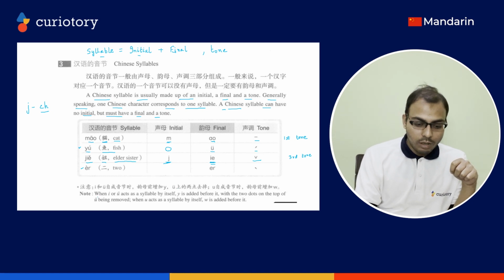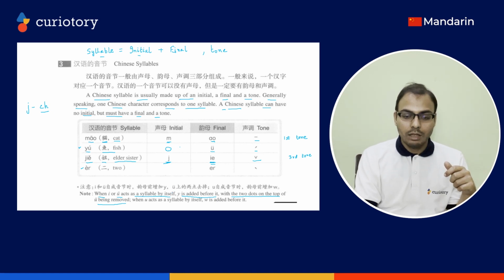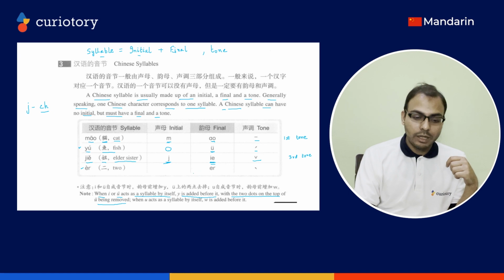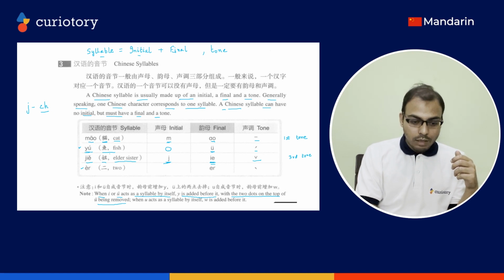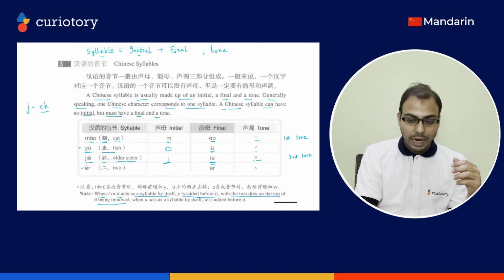So in the note you can see, when I or U with a double dot acts as a syllable by itself, Y is added before it, with the two dots on top of U with a double dot being removed. The note is saying that when U with a double dot acts as a syllable by itself, so there is no initial, Y is added before it, and the double dot above U has been omitted and replaced by the tone mark. So this note is about this second example.